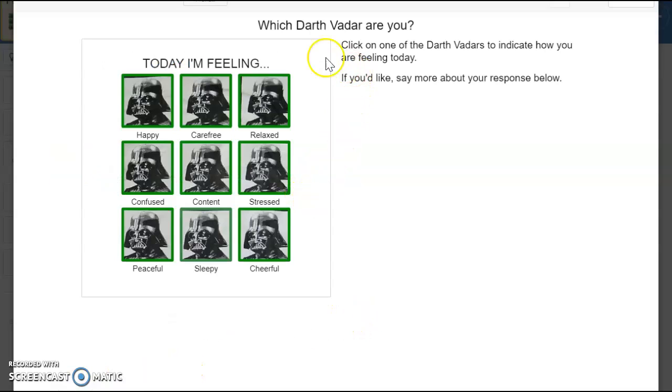Here we go. Okay, which Darth Vader are you today? I'm feeling happy, carefree, relaxed, confused, content, stressed, peaceful, sleepy, or cheerful. Click on one of the Darth Vaders to indicate how you're feeling today. And if you like, you can say more about the responses below.